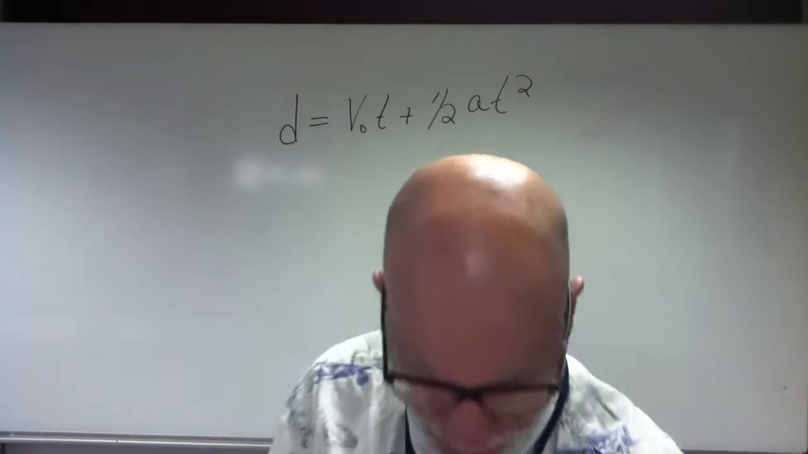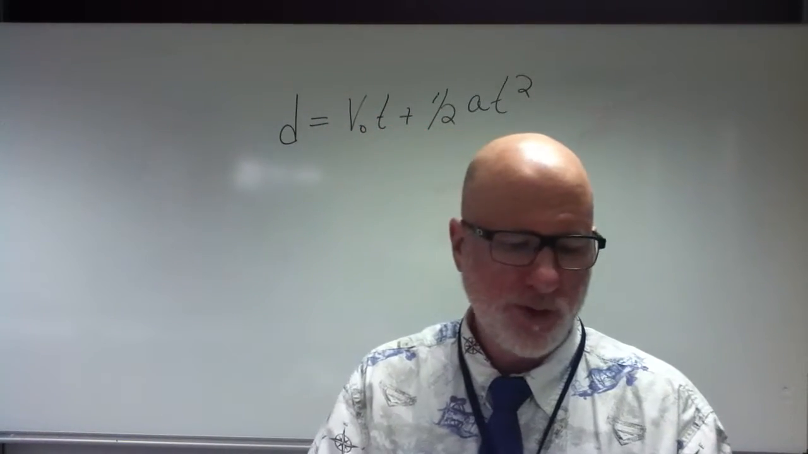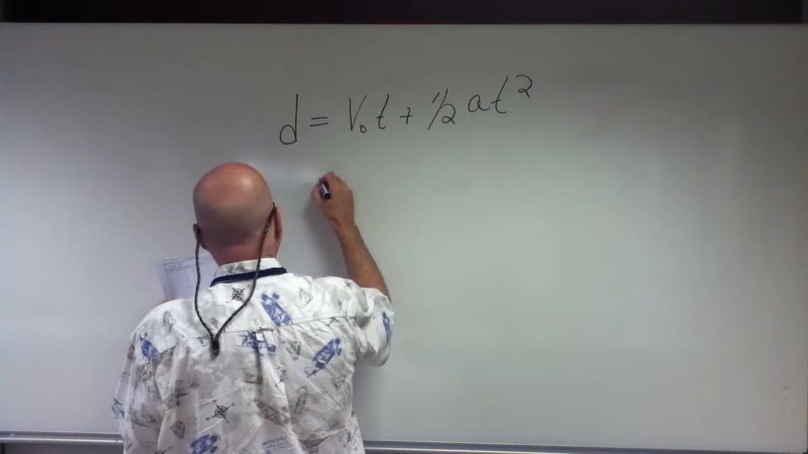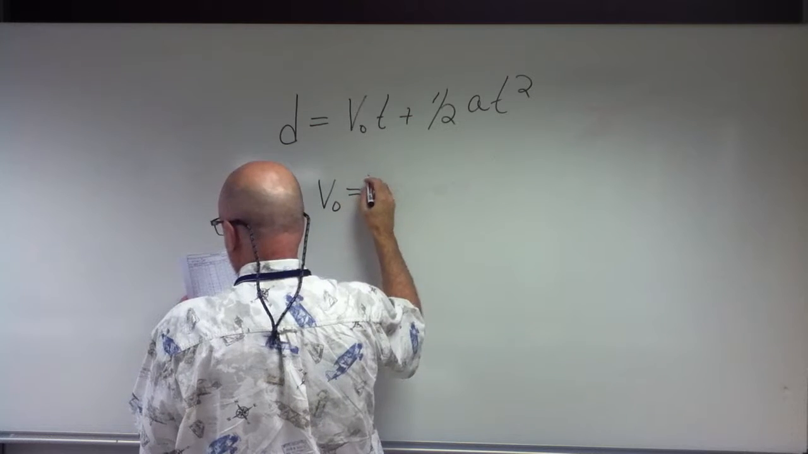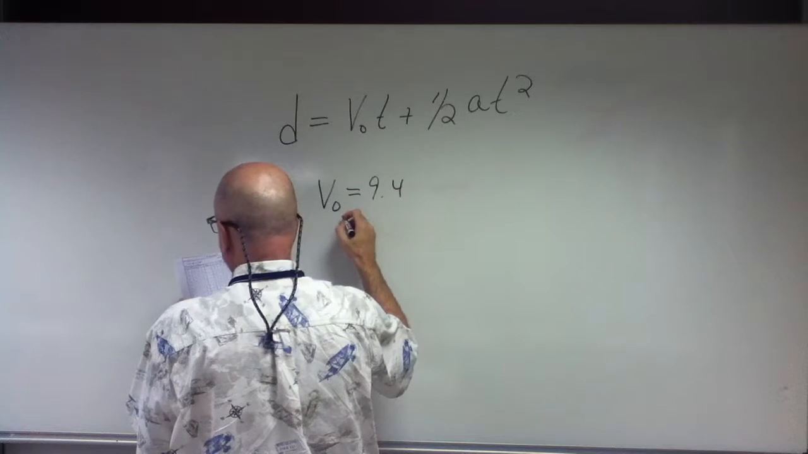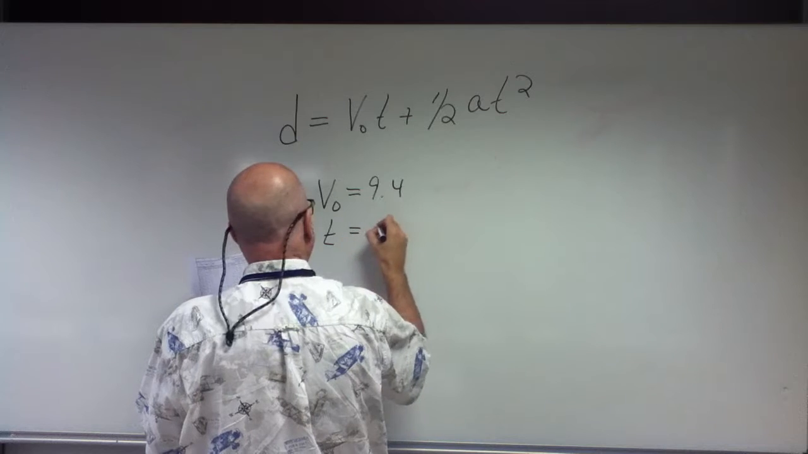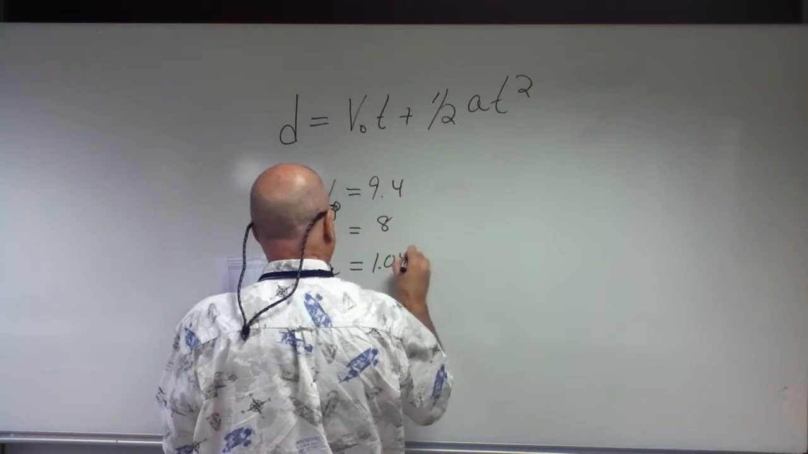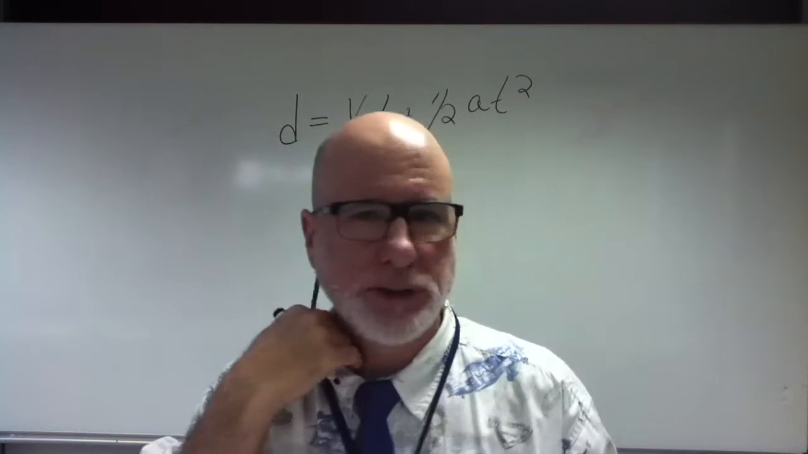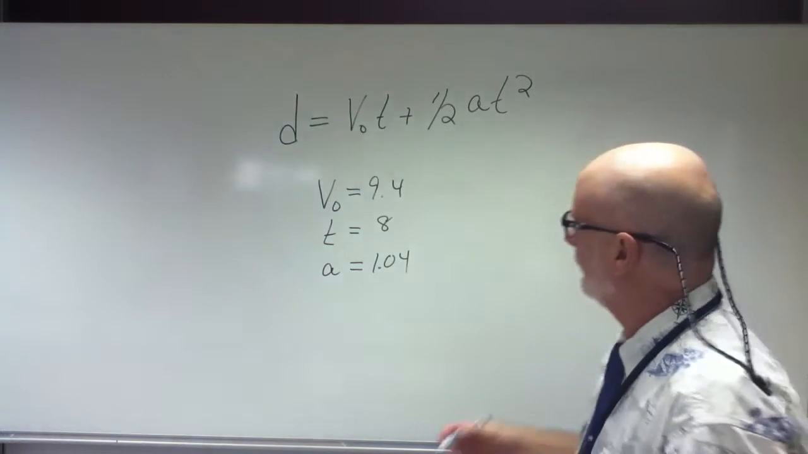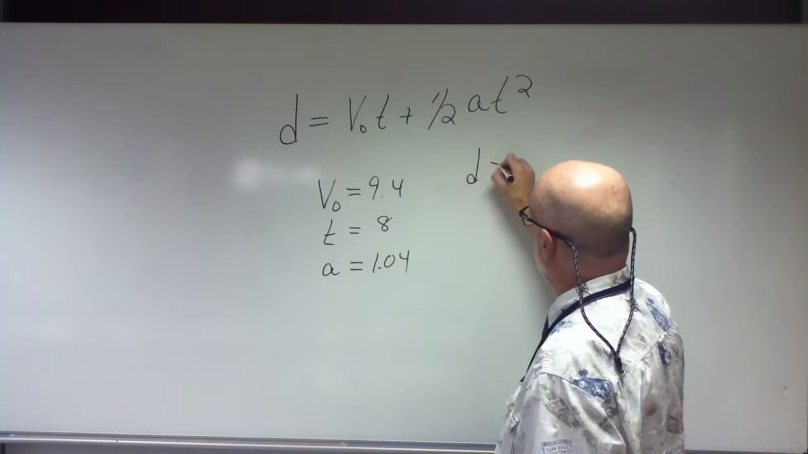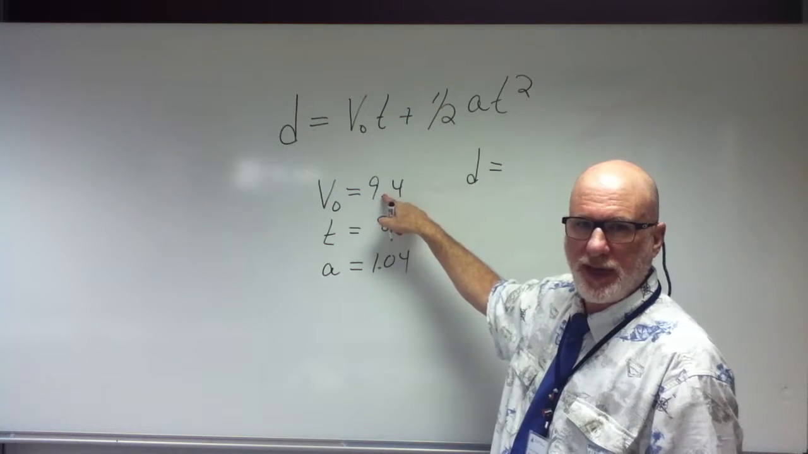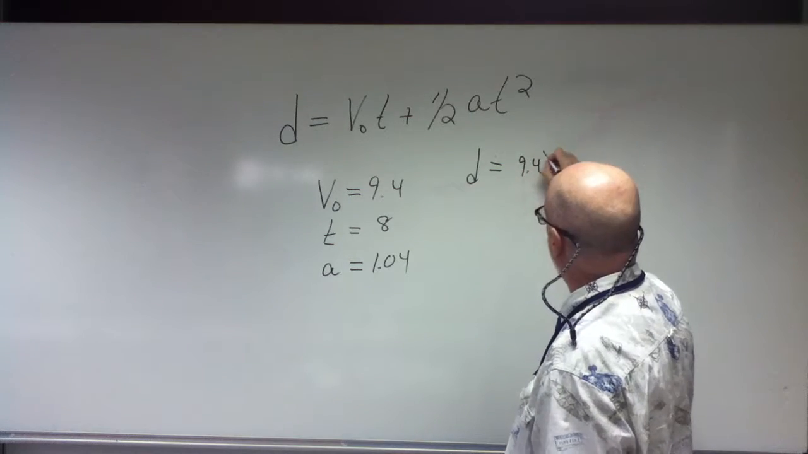All right. Let's do another one. Pick one. Number 9. Okay. That's my lucky number. Number 9. So V naught equals 9.4, T equals 8, and A equals 1.04. Shall we do this together as well? Okay? So we're going to say D equals V naught, which is 9.4. You see that? So 9.4.